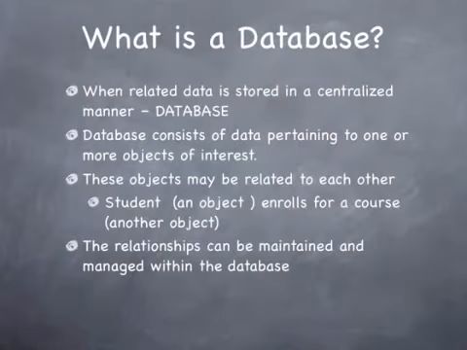So a database consists of data pertaining to one or more objects of interest, and these objects may be related to each other. Taking the example of the university, a student enrolls for a course, so the student object or the student entity is related to the course object or course entity. Now the relationships are maintained and managed within the database itself.